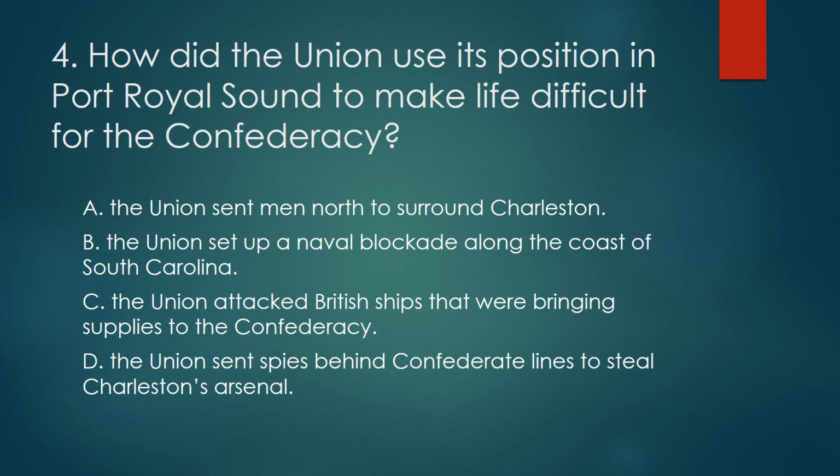Use its position in Port Royal Sound to make life difficult for the Confederacy. A. The Union sent men north to surround Charleston. B. The Union set up a naval blockade along the coast of South Carolina. C. The Union attacked British ships that were bringing supplies to the Confederacy. D. The Union sent spies behind Confederate lines to steal Charleston's arsenal.